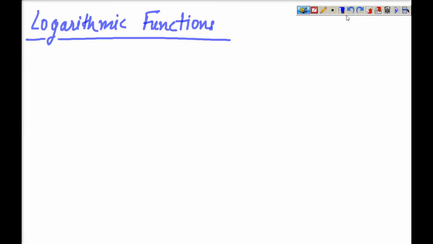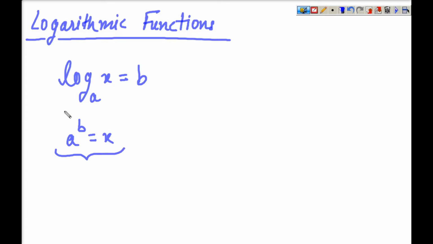So in the last video we had talked about exponential functions. So in this video I am going to discuss logarithmic functions. What are those functions? You may have seen something like this: log base a of x equals b. So what does it mean? It means that a to the power b equals x. So this is what it means.